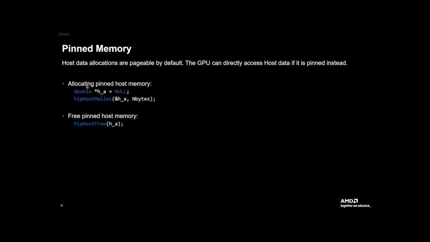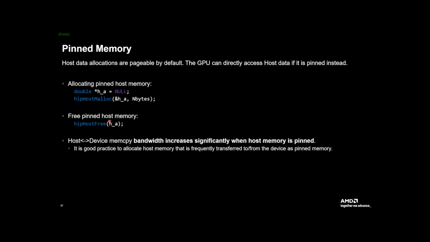So what do we mean by this? To allocate pinned host memory, we'll use heap host malloc here. Instead of using malloc, we say heap host malloc, because then the GPU can directly access it and it is faster. And this is how to free the memory. Host to device memory copy bandwidth increases significantly when host memory is pinned, and we can see that. It's good practice to allocate host memory that is frequently transferred to or from the device as pinned memory.